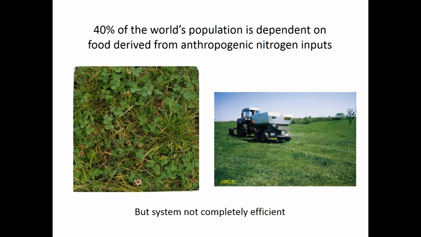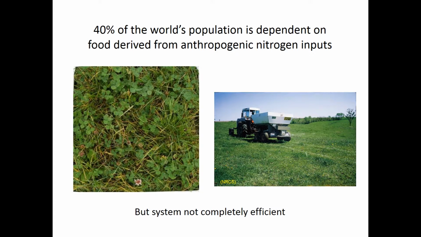I like to put this slide up just to remind my students, when I'm talking about nitrogen, that we must remember that 40% of the world's population is supported by food that is grown using nitrogen that we have put onto the land. Okay, so that's you, right? You guys have got a problem if we don't have nitrogen. So we need to remember that there's a two-sided thing here, right?